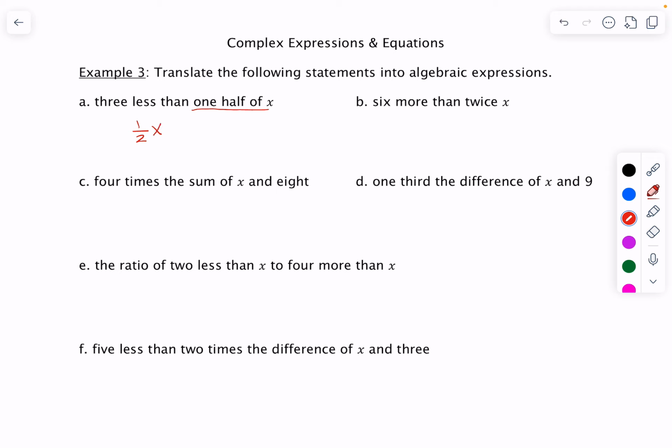Then 3 less than makes this minus 3. Remember that less is subtraction, but you flip the first and the last part of the statement. So 1/2 x minus 3. B says 6 more than twice x. So more is plus, and twice x is 2x. So that's 6 plus 2x.